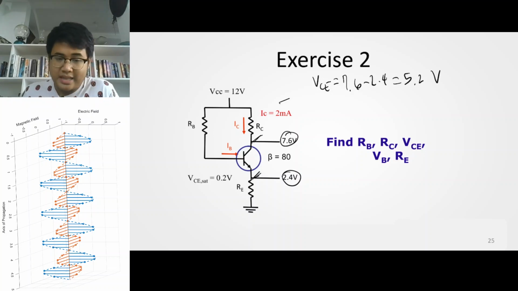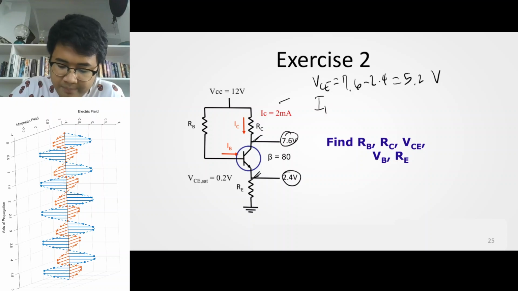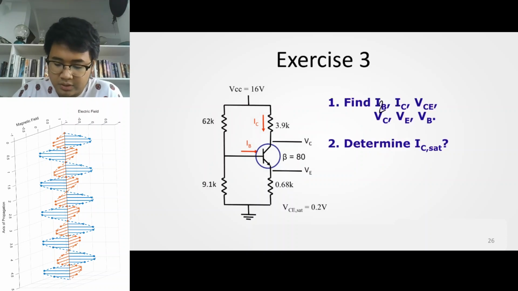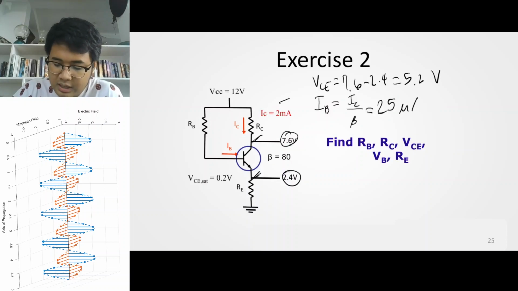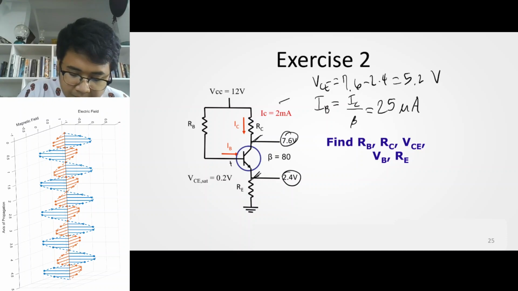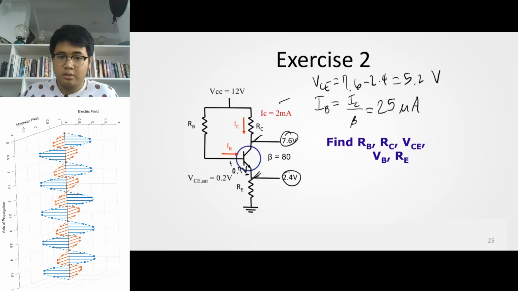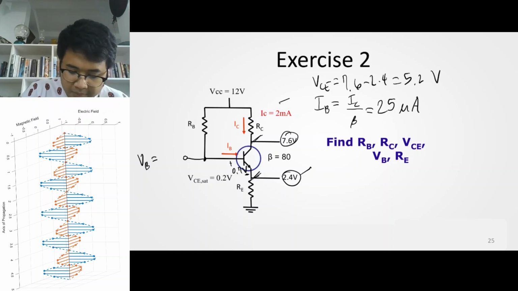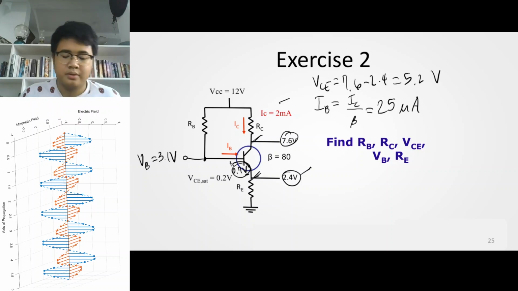With IC equal to 2 milliamperes, IB can be solved. IB is equal to IC divided by beta, where beta is equal to 80. That's 2 milliamperes divided by 80, which is equal to 25 microamperes. Since we're in the forward active region, we already know that the potential difference between the base and the emitter is 0.7 volts. With that, we can solve for VB. VB is equal to 2.4 plus 0.7, equal to 3.1 volts.